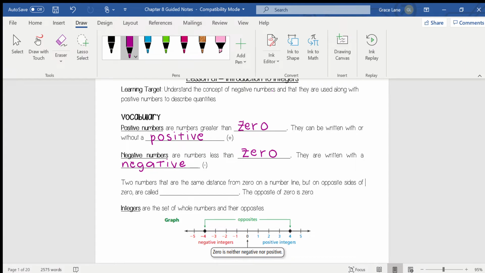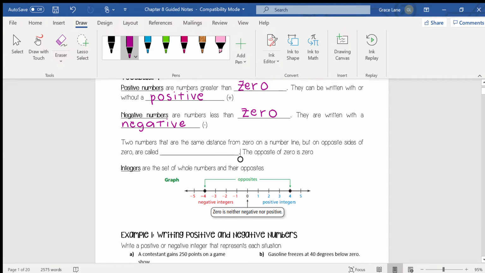Two numbers that are the same distance from 0 on a number line, but are on opposite sides of 0, are called opposites. And the opposite of 0 is 0. So when we talk about opposite numbers here, like the example below, it says 4 and -4 are opposites because if you think about their place on the number line, they are both 1, 2, 3, 4, 1, 2, 3, 4. They are both 4 places away from 0. And so these are your vocabulary words.